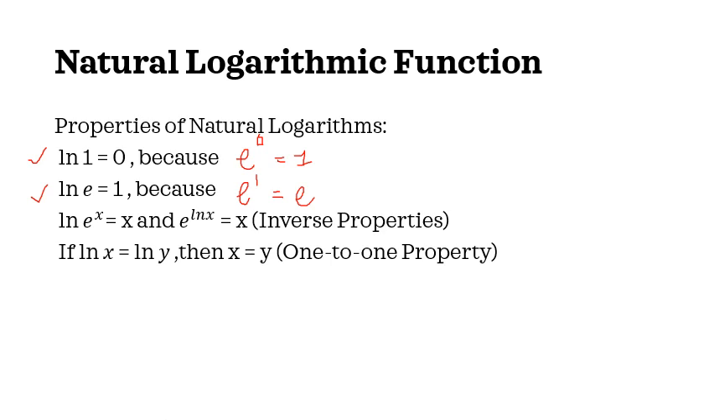Now, let's move on to the third one. Ln of e raised to x is still equal to x, and e raised to ln x is equal to x. Those are the inverse properties. Now, if ln of x is equal to ln of y, then x is equal to y. That's the one-to-one property. Okay?